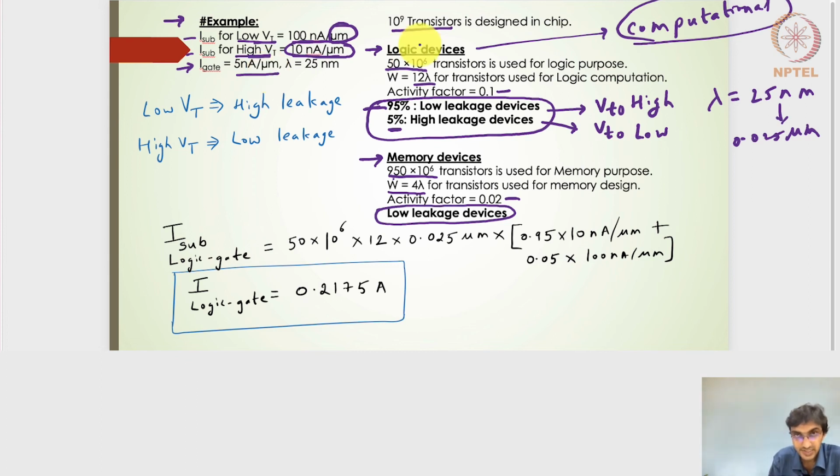the logic device first, and then try to calculate the subthreshold leakage current for the memory devices, and then calculate what is the gate leakage current for all the logic as well as the memory devices. And then try to combine both of them and then evaluate the static power.